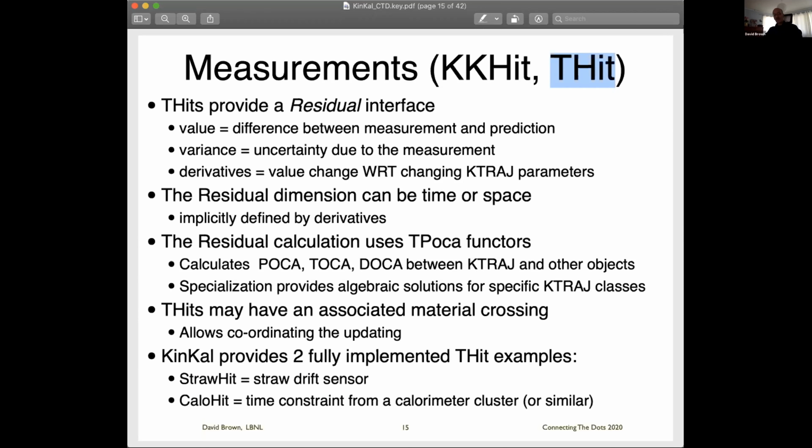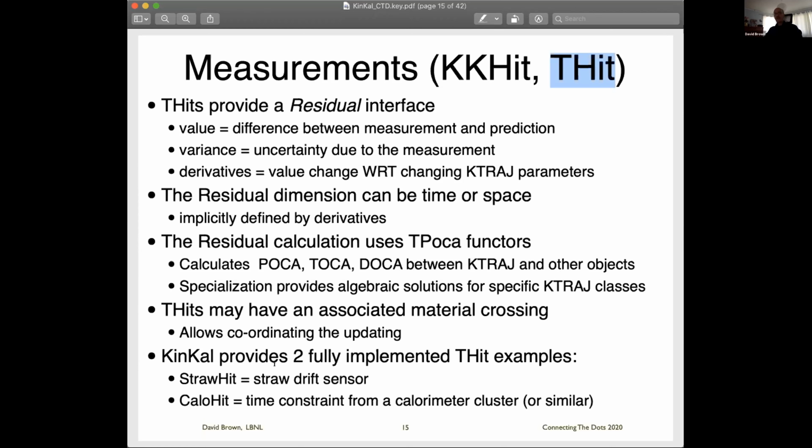The implementations we provide make heavy use of time or position of closest approach functions, which compute these POCA, TOCA, and DOCA values between a given KTRAJ. They're all specializations of these different templates to provide what you need for a given one of these KTRAJ instances. The Kinkal package provides two fully implemented hits, these straw hits and calorimeter hits, but the concept is extensible.